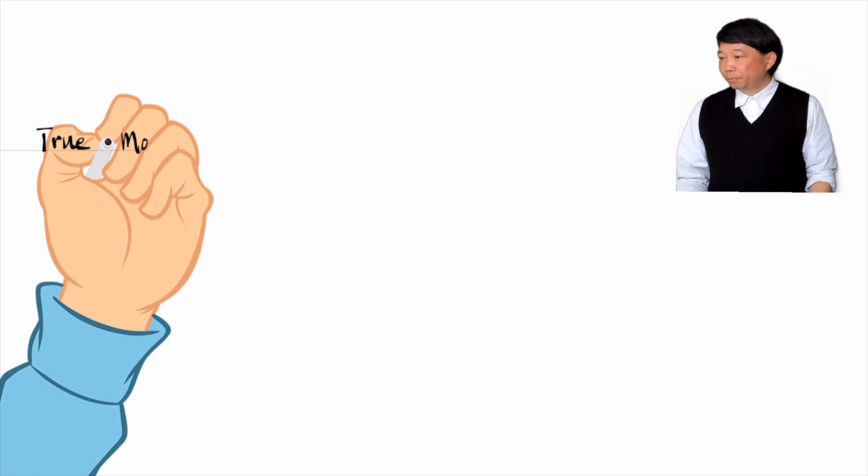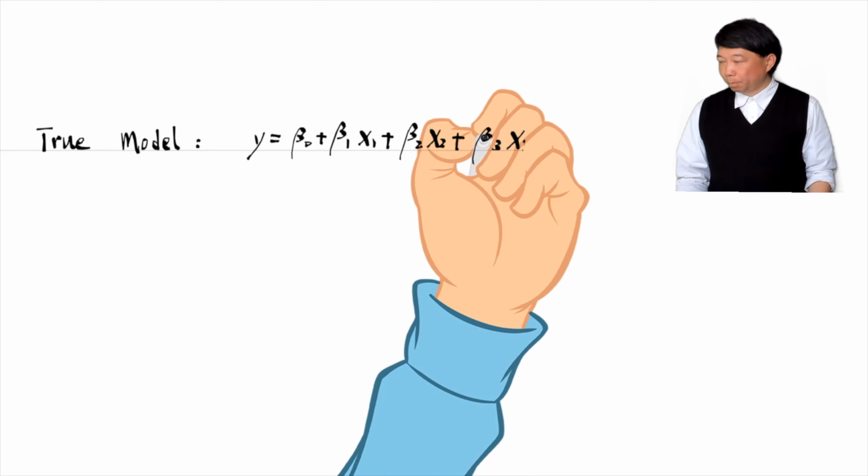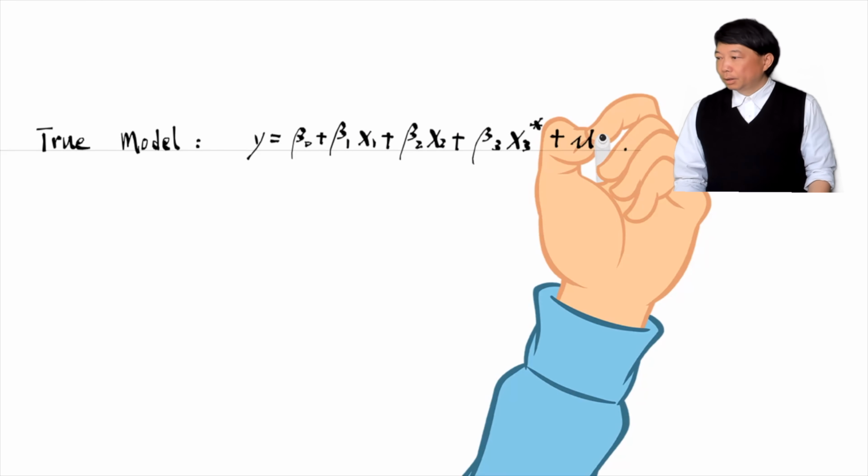We start with the true relationship model. The outcome variable y is related to x1, x2, and x3 star. However, we can only observe x1 and x2, and we do not have data on x3 star. If we omit x3 star from the model, this will introduce omitted variable bias.